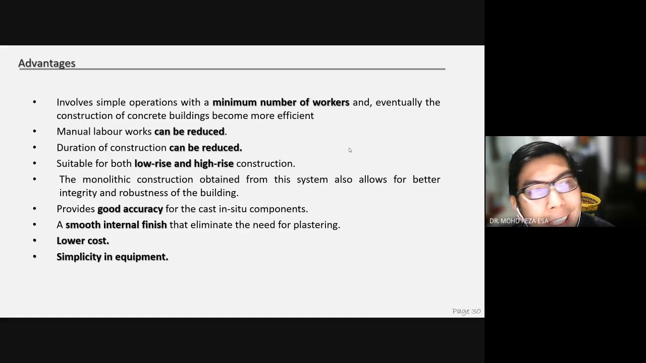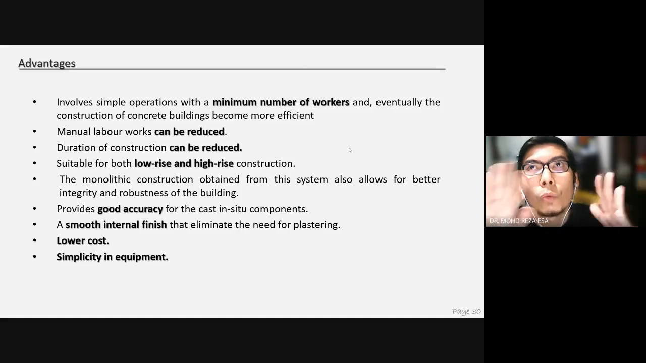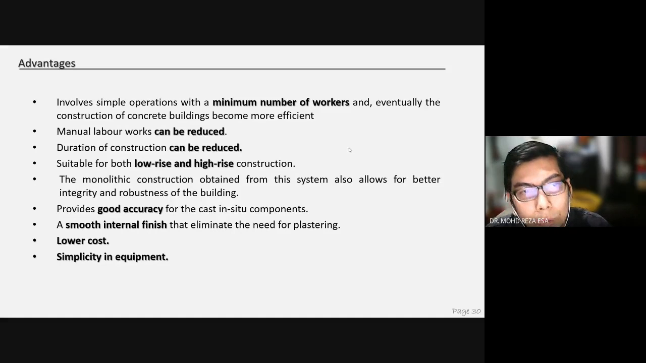Alright, one of the advantages of using this reusable formwork system is that it involves simple operation with a minimum number of workers, and eventually the construction of concrete buildings becomes more efficient. So you are going to reduce the number of workers needed when you use a reusable formwork system. Tak perlu ramai, sebab formwork system sizing dia dah cover satu wall. Satu wall, tak perlu nak gunakan pekerja yang ramai. Manual labor works can be reduced.